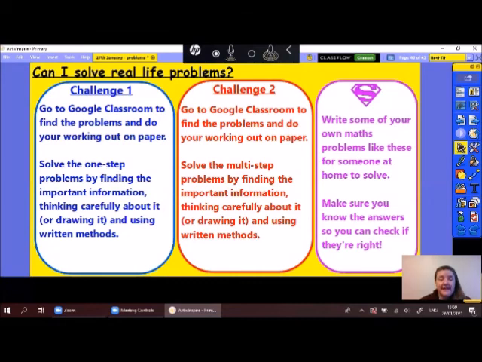The super challenge today is simple. You need to write some of your own maths problems for someone else at home to solve. Remember, use add, subtract, or multiply, or a combination of them, and use everyday situations. Just make sure that you know the answers before you get them to work it out. That way you can tell them if they're right or not.